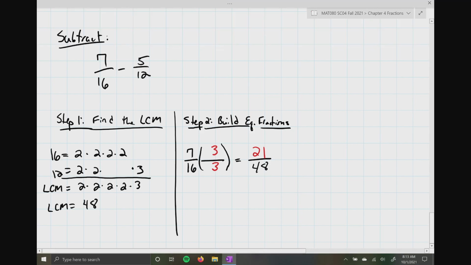For the second part, or the second fraction, 5 over 12. Notice with the 5 over 12, if you're comparing the prime factorization of 12 with the LCM, notice the first set of 2's and the 3 are all in common. What's the only thing that is not highlighted, Crystal? The 2. 2 of them, right? 2 times 2 in the middle. Mhm. So we're going to multiply this second fraction by 4 over 4, because 2 times 2 is 4. And that's going to give me 20 over 48.